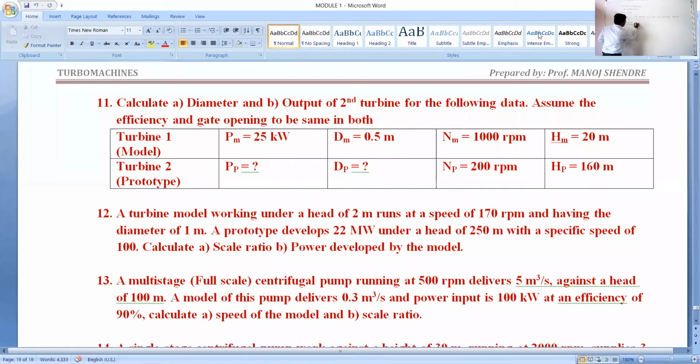If you have practiced the previous class problems thoroughly, I'm sure you will not face any difficulty in solving these problems. These are very basic problems, provided you have practiced the previous class problems. Np equals 200 rpm. And the next one is Hp equals 160 meters. I hope you have copied.